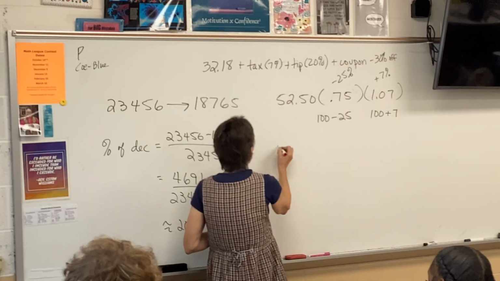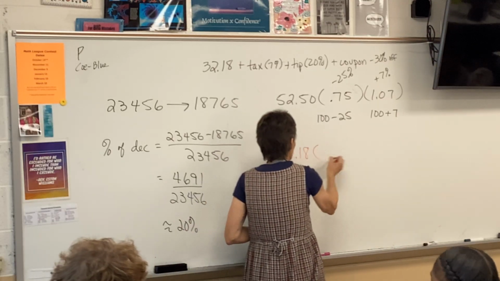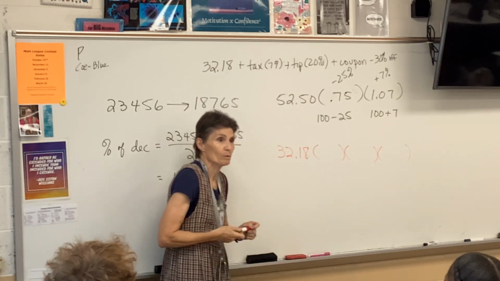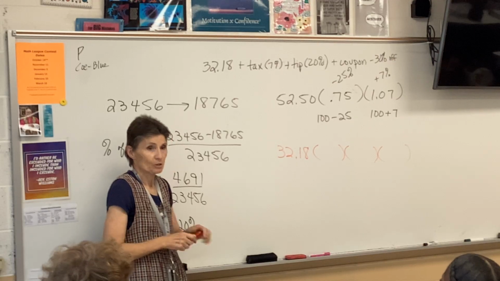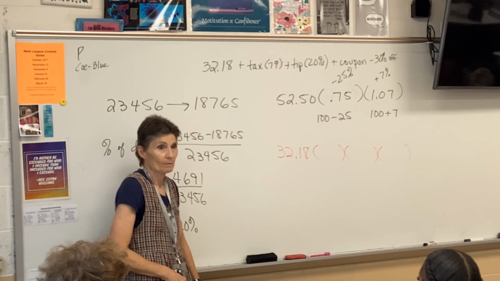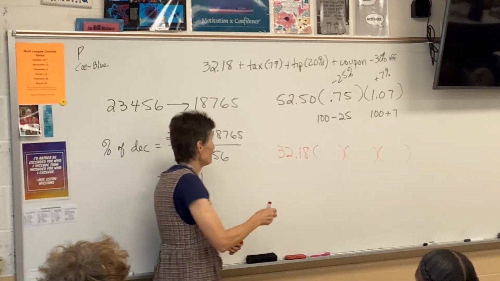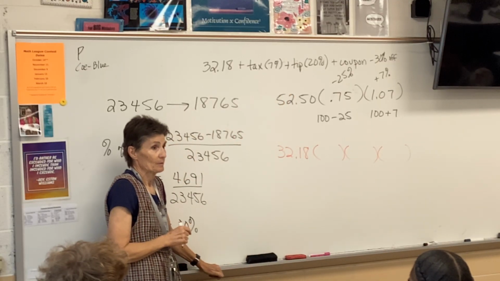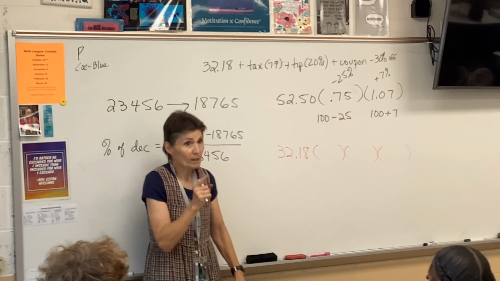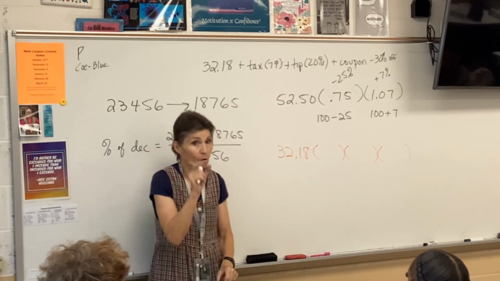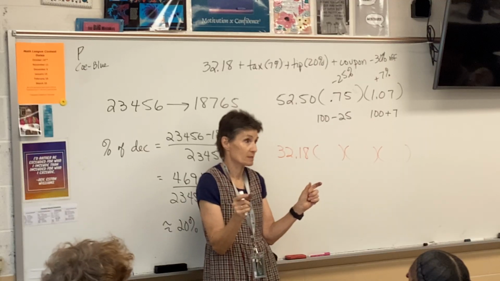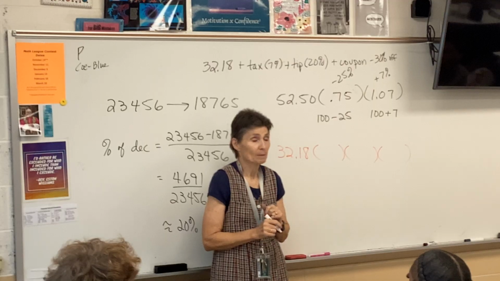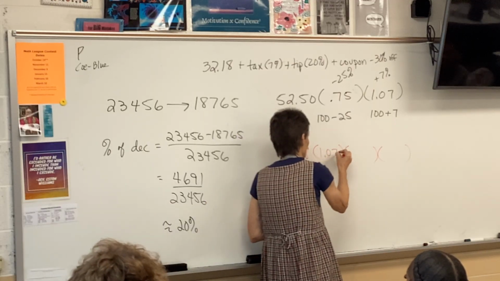Alright, so I start with 32.18, and I'm going to multiply by 3 things because I am making 3 adjustments to my cost, right? One of the adjustments I'm making is a 7% tax. That is going to be 100 plus 7 or 100 minus 7. Those are your 2 options. Which is it? Plus. So 1.07.